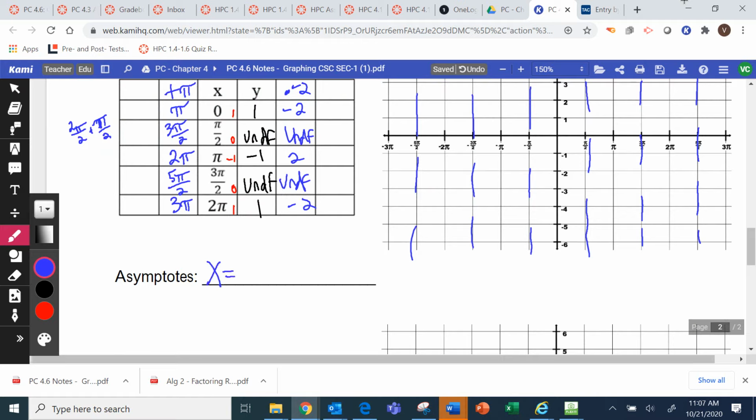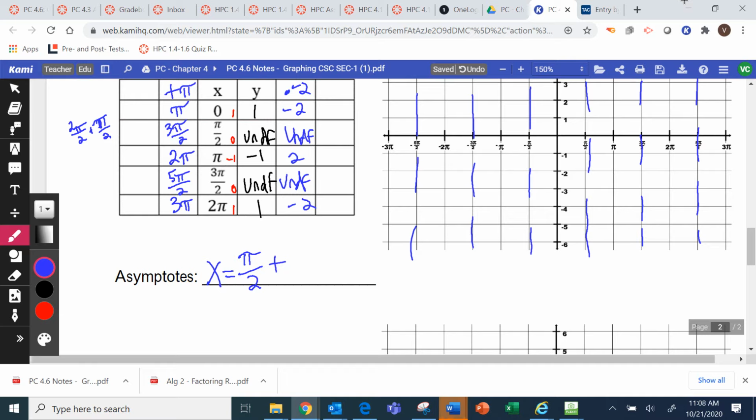Cameron, as you're graphing your asymptotes, can you tell me the smallest non-negative asymptote? Pi over 2. Is that what you said? Yeah. Okay. I was hoping that's what you said. It's hard for me to hear in the masks. Pi over 2. Yeah. So that wasn't actually in our table, but that one is the smallest one that's not negative. Then we're going to add on.